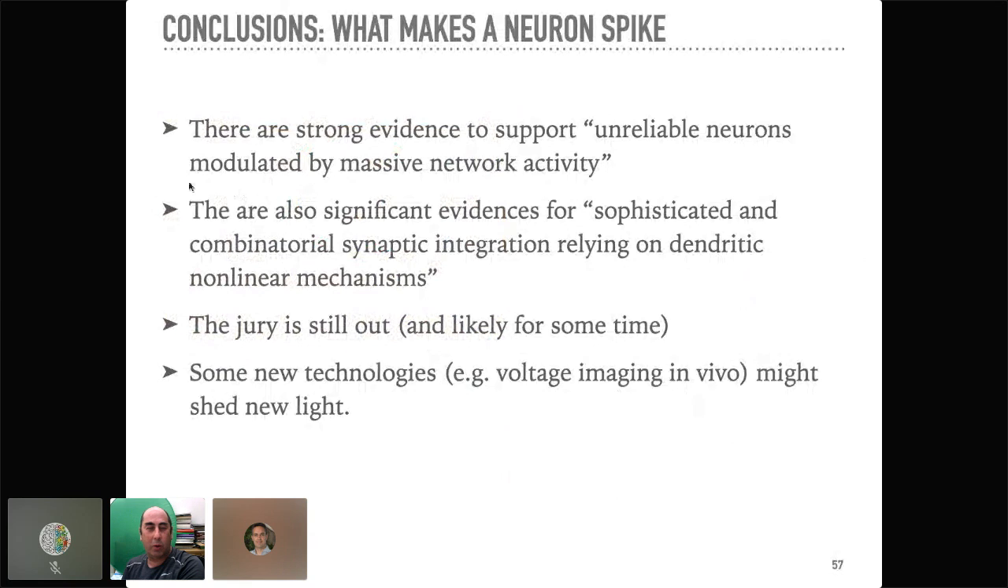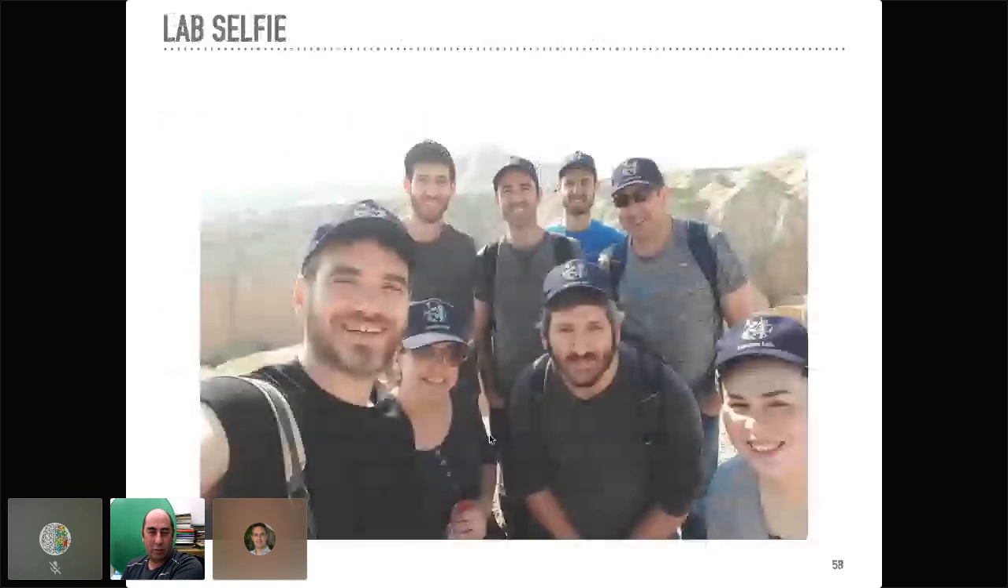So I want to conclude everything by saying that there is strong evidence for unreliable neurons modulated by massive network activity, but there's also significant evidence for sophisticated and combinatorial synaptic integration that relies on dendritic nonlinear mechanisms. We don't know the answer yet, and we won't know it for some time, but maybe some technologies like voltage imaging in vivo that is starting to show maybe will help us see the truth.